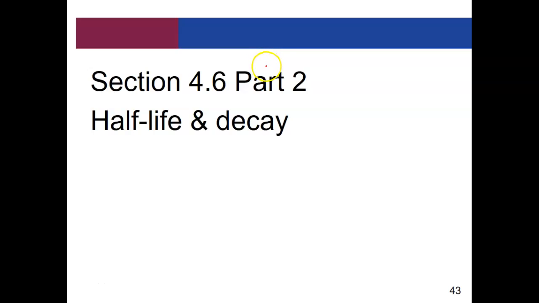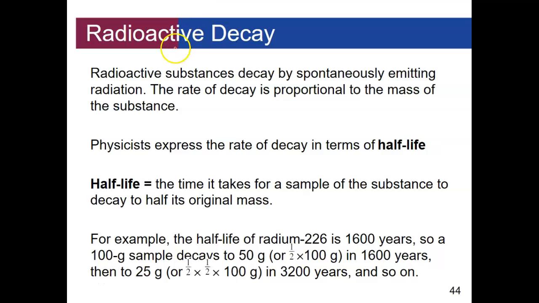Today we're going to be looking at section 4.6, the second half of this, talking about half-life and decay. Radioactive decay is something that we look at a lot, and radioactive substances decay by spontaneously emitting radiation, and the rate of decay is proportional to the mass of the substance. So physicists express the rate of decay in terms of what we call a half-life.